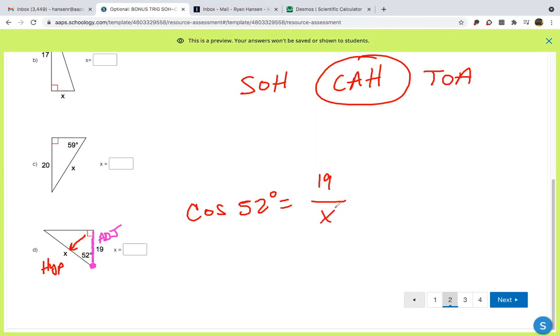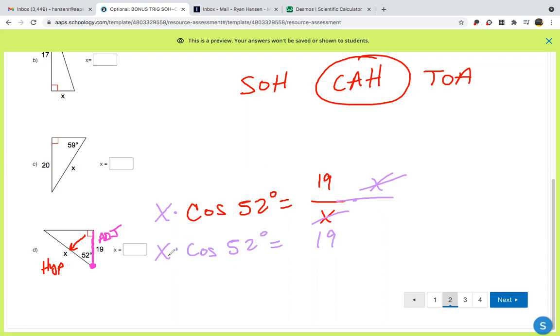Okay, so this problem is similar to the previous one. X is on the bottom. No matter whatever's on the bottom of the fraction, you multiply that to both sides. In this case, x is on the bottom of the fraction. Multiply it to both sides. However, when x is in the bottom, although they cancel, you're not done because x is not isolated. We have x times cosine of 52 degrees equals 19 is isolated, but we want x isolated.